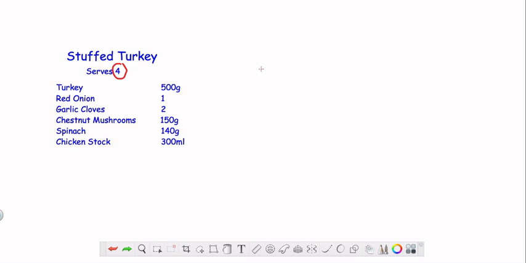But let's say 2 people. For 2 people, what would it be? Well, for 4 people, it's these ingredients, but we've got half the amount of people. So we need to halve the ingredients. Half of 500 grams is 250 grams. Half of one onion is half an onion, and so on.